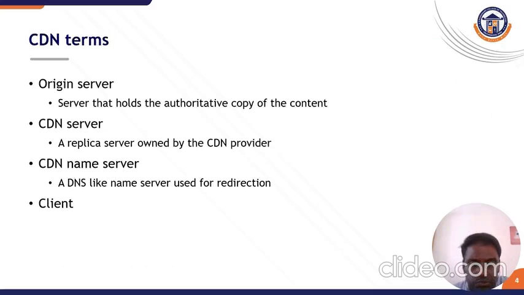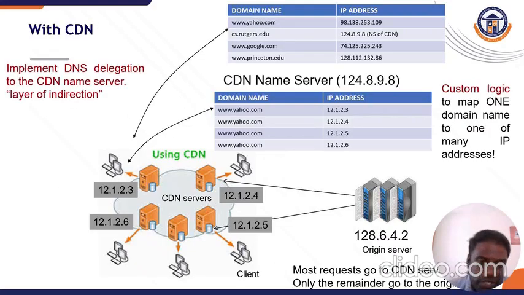CDN terms. The origin server is the server that holds the authoritative copy of the content. Then the CDN server is the replica owned by the CDN provider, to avoid mismatched or redundant data. A duplicate copy is always good, because if one system crashes, we can get the data from the other one. Then the CDN name server is a DNS-like name server used for redirection, and then the client. These are the key terms that we are going to look into while discussing CDN.